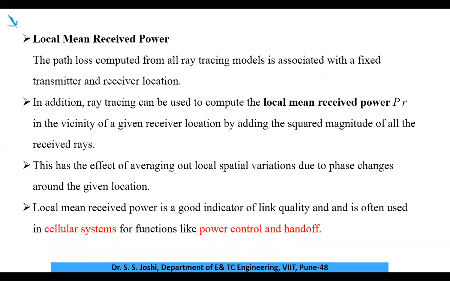Depending upon all these models, we can find out how much area the particular transmission can cover, and it's a very good indication of link quality, whether the link will get properly established or not. This is very important in cellular systems as a function of power control and handoff. You will study this in mobile communication further: when the cell region is very small and you move away from that transmitter, the signal strength, according to this model, starts reducing.